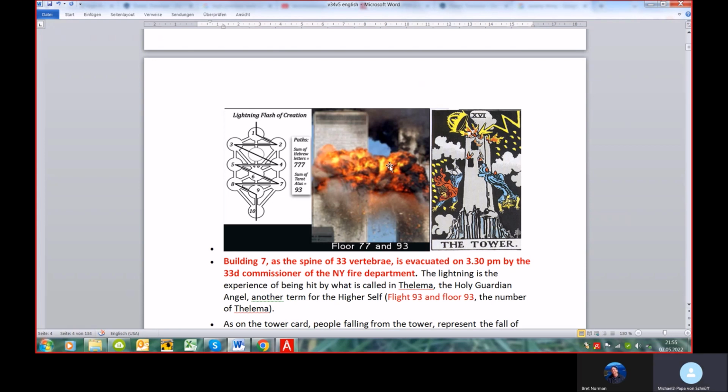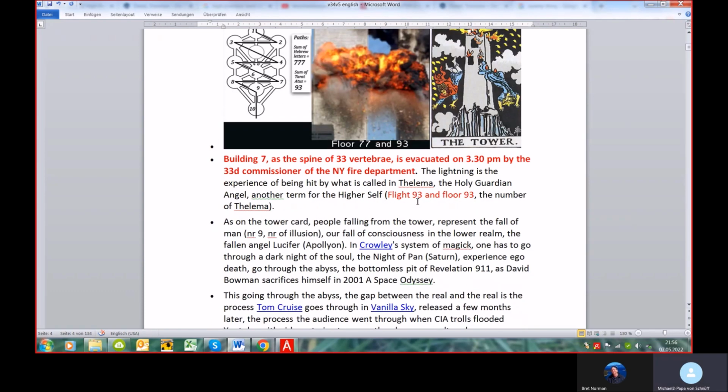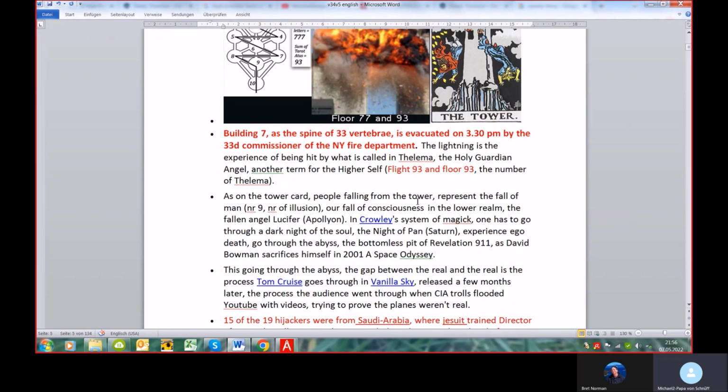So this is all symbology. It has nothing to do with the real events, actually. It's not that it must happen. It's just that the general audience must believe it. That's the thing. It is about religion. It is about belief. So when you go about Freemasonry, for example, you got the famous number 33. And Building 7, of course, was evacuated at 3:30 p.m. by the 33rd commissioner, so to speak, of the New York Fire Department.